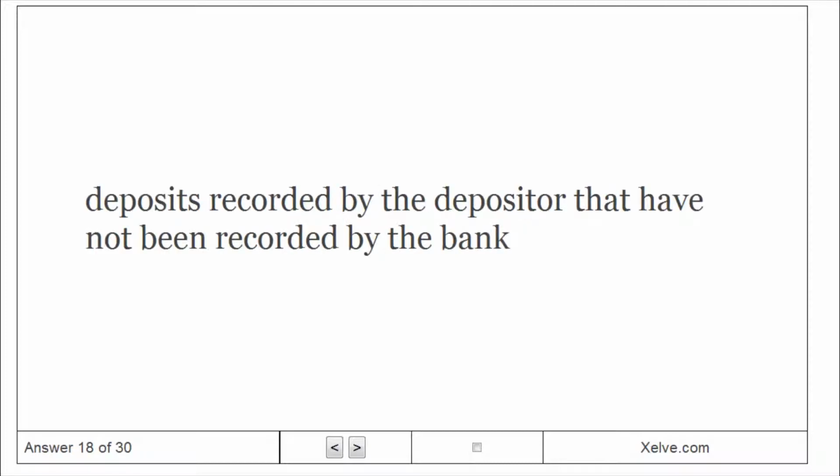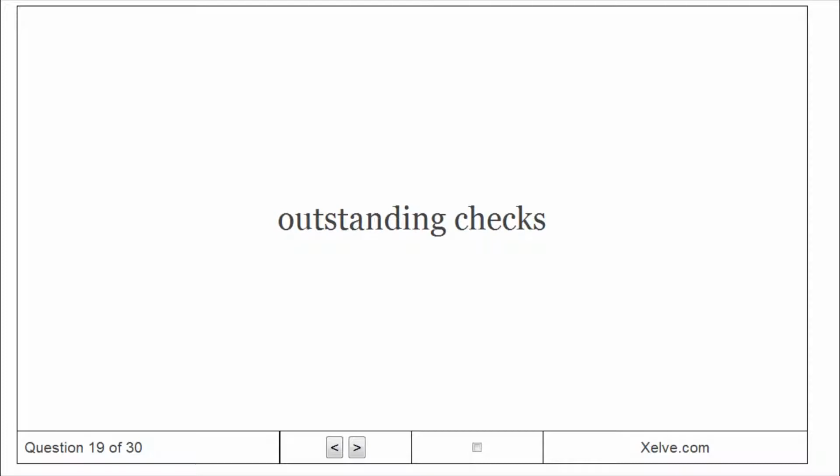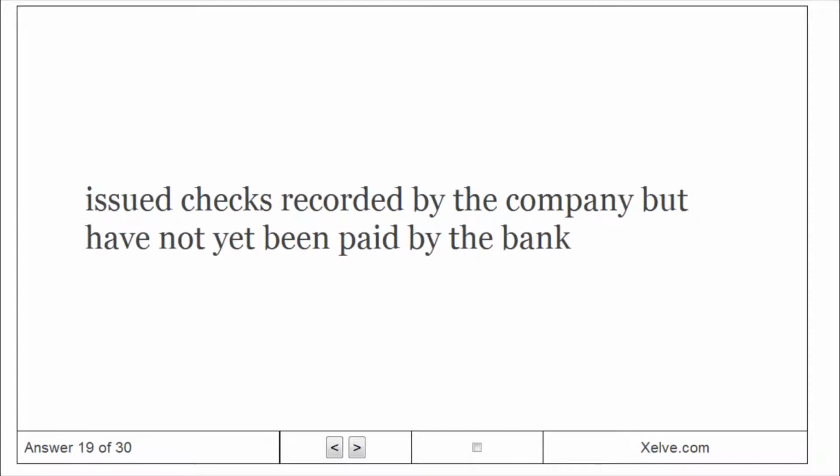Deposits in transit. Deposits recorded by the depositor that have not been recorded by the bank. Outstanding checks. Issued checks recorded by the company but have not yet been paid by the bank.